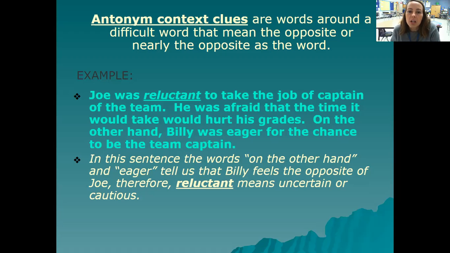It says, Joe was reluctant to take the job of captain of the team. So our difficult word is reluctant. It says, he was afraid that the time it would take would hurt his grades. On the other hand, Billy was eager for the chance to be the team captain. Okay, so we have reluctant as our difficult word, and the author gave us an antonym to help us figure out what that word means. The antonym, in this example, is eager.